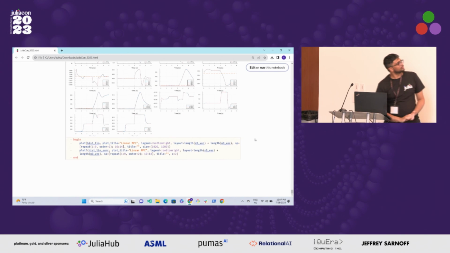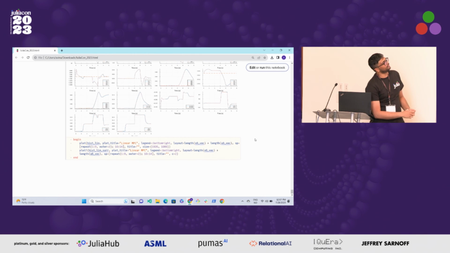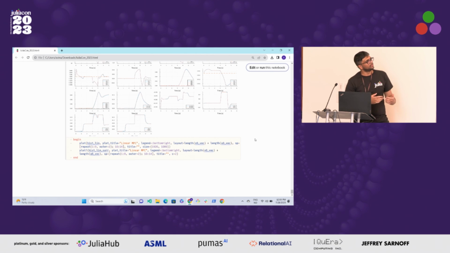In terms of speed, the surrogate is in the order of 22,000 hertz, where the optimizer is in the order of 3,000 hertz. And the target is to get between 10 and 100 times faster.